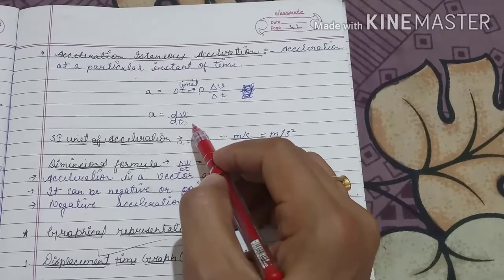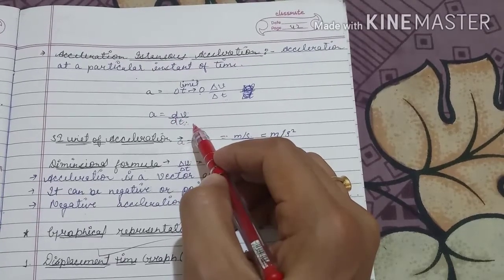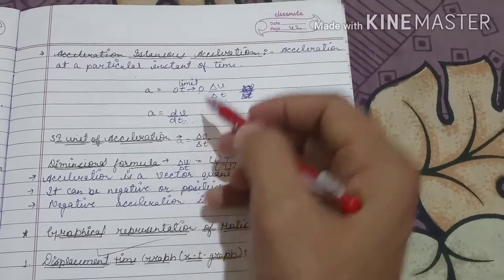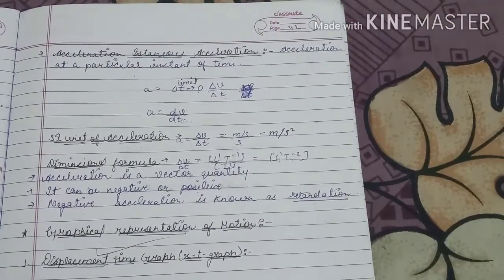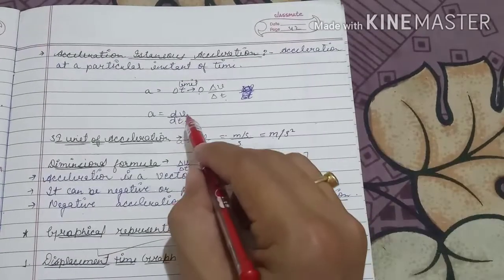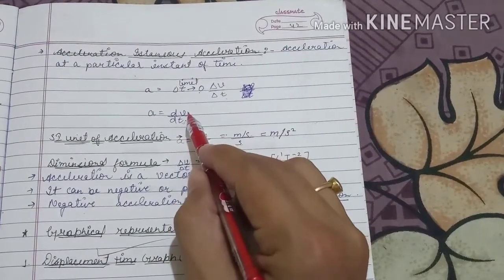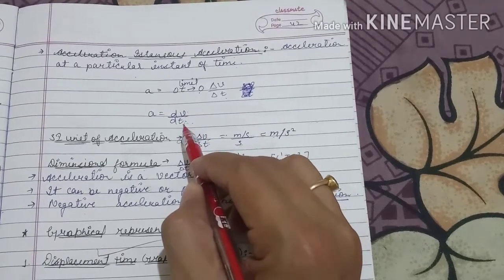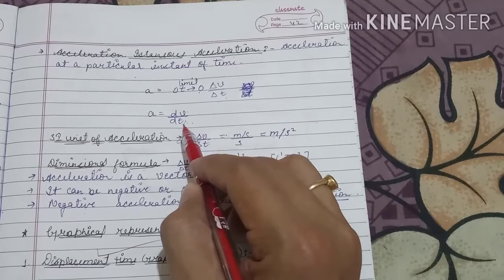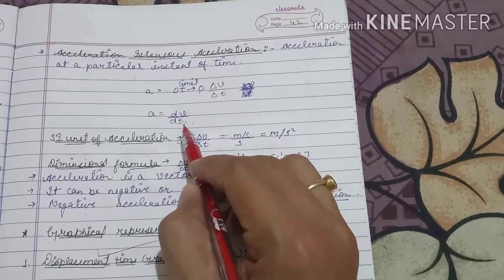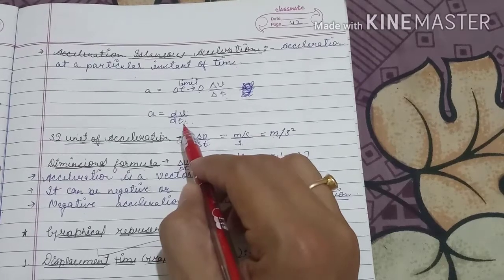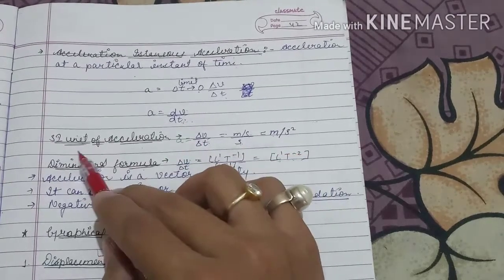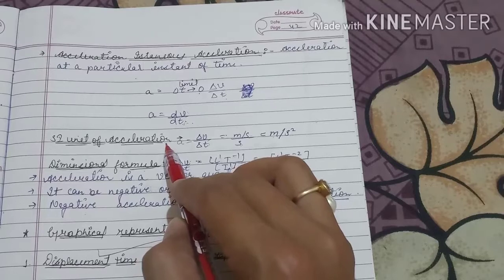Again this is the same thing we studied earlier: dv over dt is again differentiation. It means differentiation of velocity v with respect to time. If we have a very small change in time, then how much is the velocity changing in this small time instant? Then we have the SI unit of acceleration.